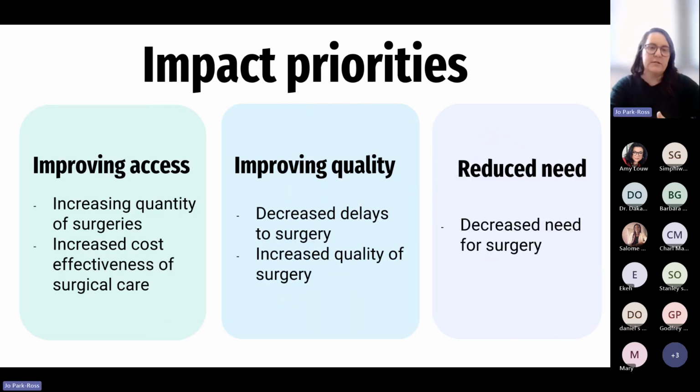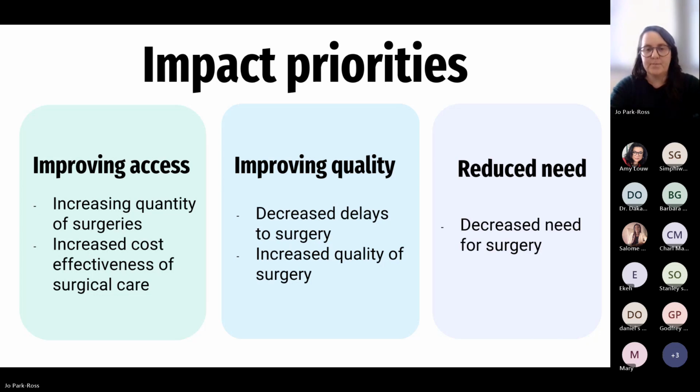So the impact priorities for Global Surgery in Action have 3 parts: improving access, improving quality, and reducing the need for surgery. We think that if we can increase the quantity and the cost effectiveness of surgical care, if we can decrease delays to surgery and increase the quality of surgery, and if we can reduce the need for surgery, that these are important parts of improving access to quality, safe, and timely surgery for those who need it the most.